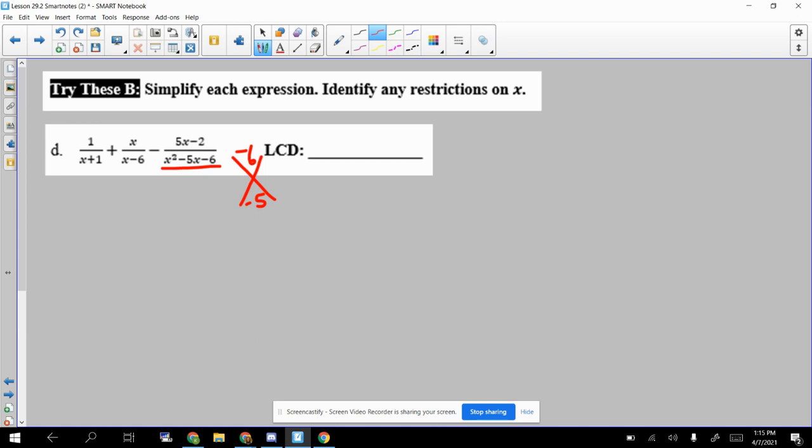And that should be a positive 6. Sorry. Yeah. A negative 6 and a positive 1. Okay. So we would write that as x minus 6 and x plus 1.